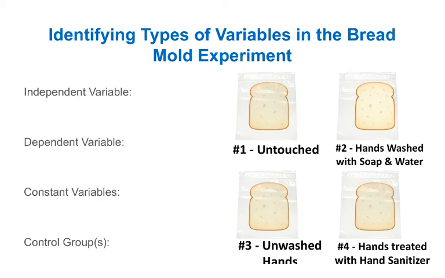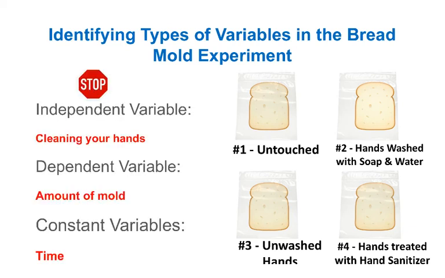And okay, folks, we're back. You've made your guesses. I'm pretending like you paused there and wrote down guesses. And let's go to the next slide to get our answers. Our independent variable is cleaning your hands or not. That's the one thing we're going to change, whether our hands are clean or not.